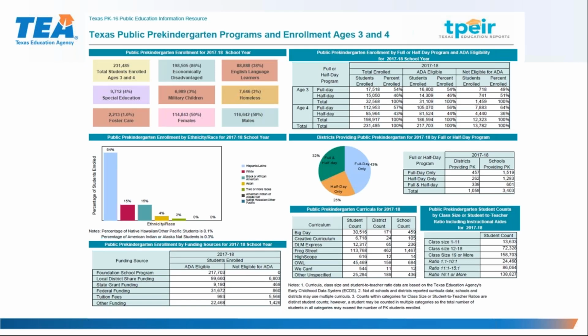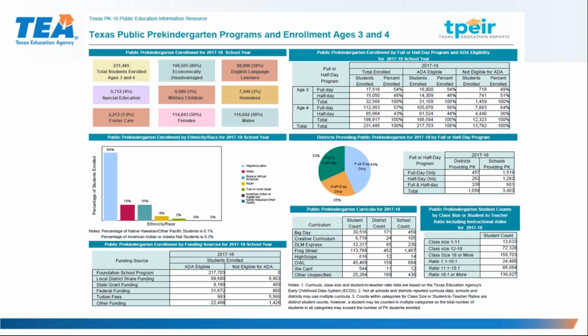So this is just an example of the pre-kindergarten program and enrollment report for ages 3 and 4. You'll see the breakout of the total students enrolled for 3 and 4, the economically disadvantaged, the number of ELLs, the number of homeless, military, special education, foster care. But then you'll also see a breakout between those that are in full day or half day, and then those that are total enrolled, and then ADA eligible and non-ADA eligible. So the ADA eligible are going to be those students that are eligible in generating state funds.